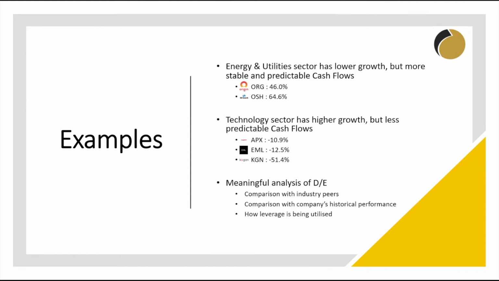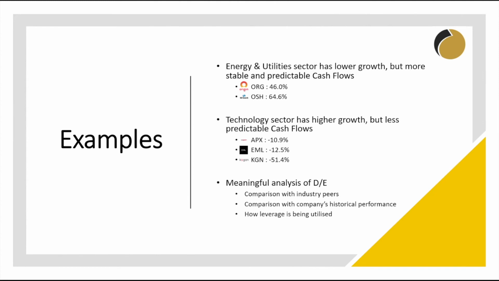Now, it's important to keep in mind that what constitutes a normal or high or low debt to equity is very much dependent on the particular industry or sector that the company is in. For instance, companies in the energy and utilities sector are characterized by lower growth but more stable and predictable cash flows, and are therefore able to raise more debt at lower interest rates. For instance, in the 2019 financial year, Origin Energy had a net gearing of 46%, while Oil Search had a net gearing of 64.6%.